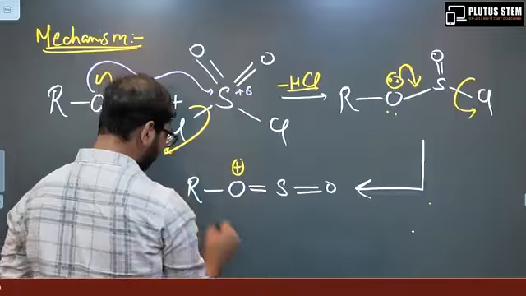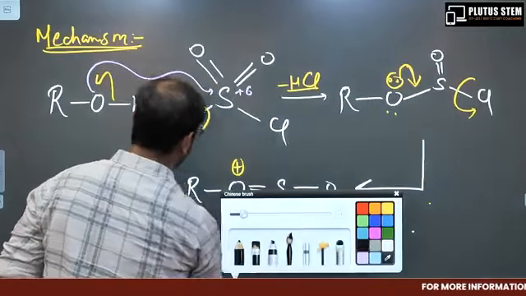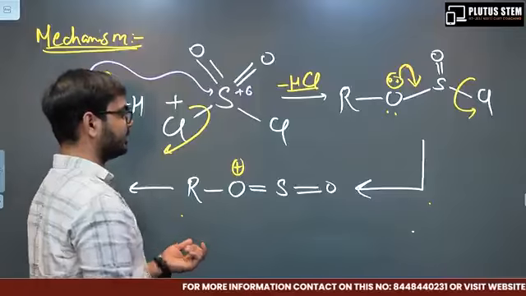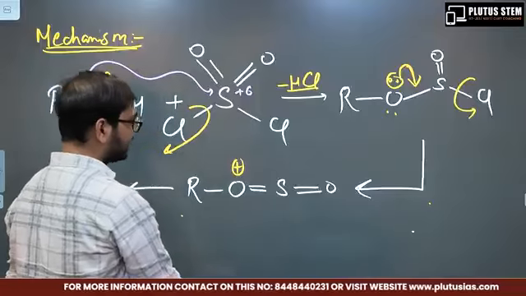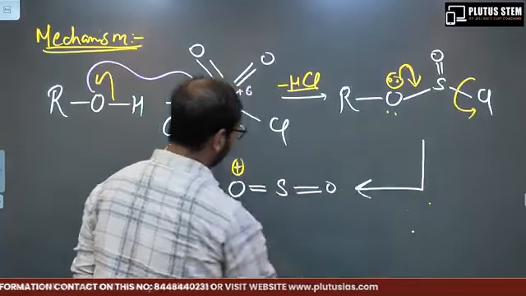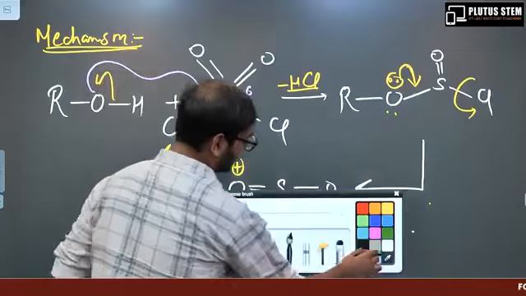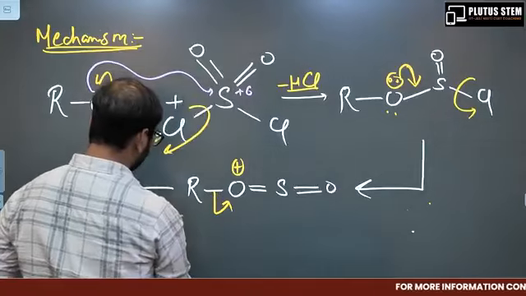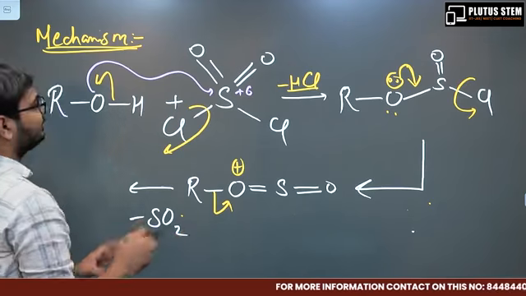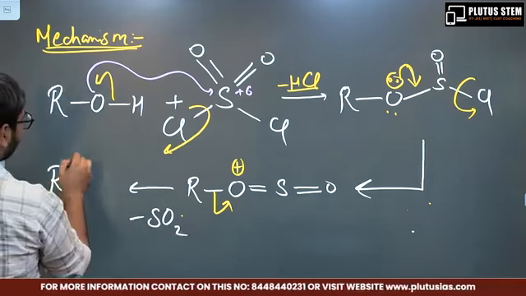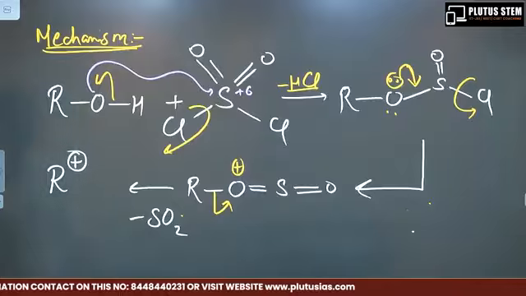So in order to stabilize itself, now the oxygen has to make a choice whether to break the bond from the carbon side or the sulfur side. Since on the sulfur side it is already having a double bond, it pulls the electron density from the alkyl group and removes SO2 as the gas. And this is the very first time, after 3 steps, that you finally get your carbocation.